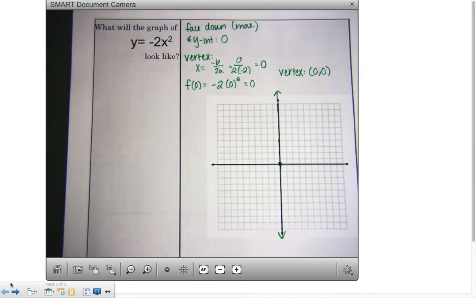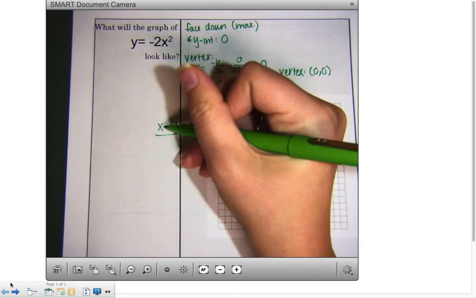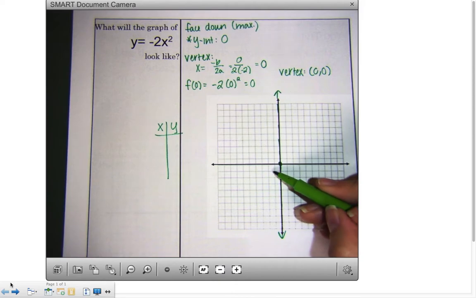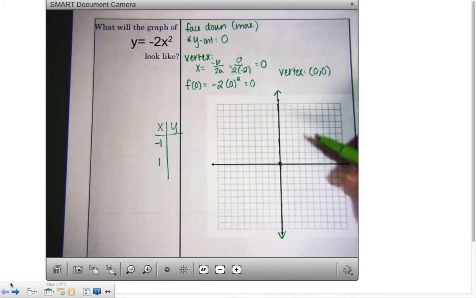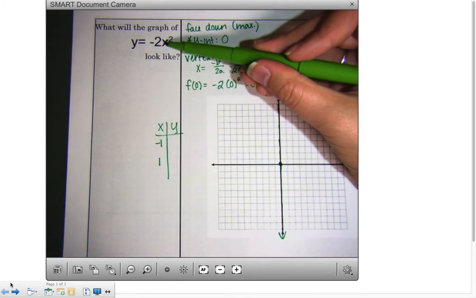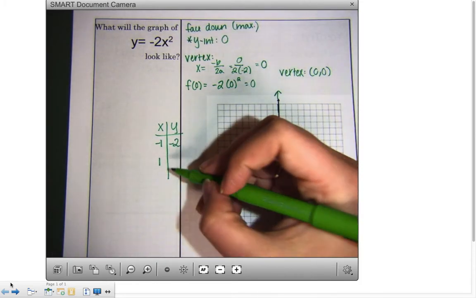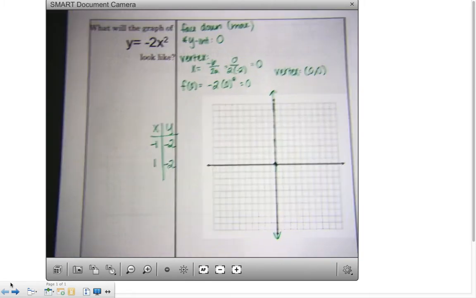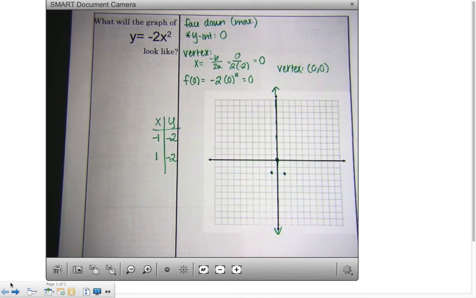But now I only have 1 point, and I've done the vertex and the y-intercept. So I can't even use symmetry yet because I only have 1 point. So when this happens, you need to go ahead and make a t-chart, and you need to find 2 more points. I usually just do the points to the right and to the left of the vertex, so maybe negative 1 and 1. You know that those are symmetric, so if you plug in negative 1, negative 1 squared is 1 times negative 2 is negative 2. That has to be the same output because it's symmetric. So (-1, -2) and (1, -2).